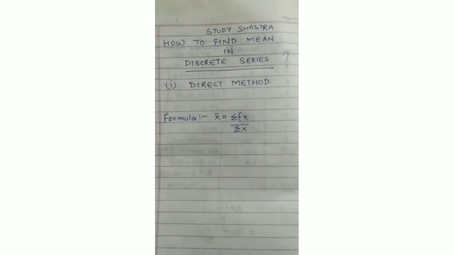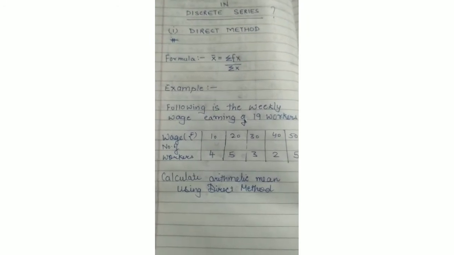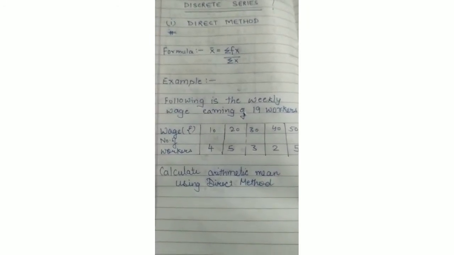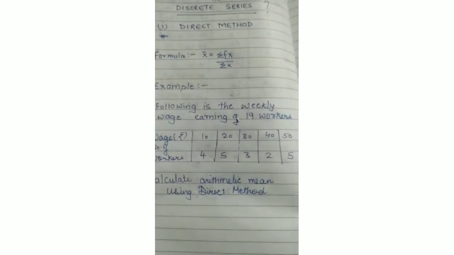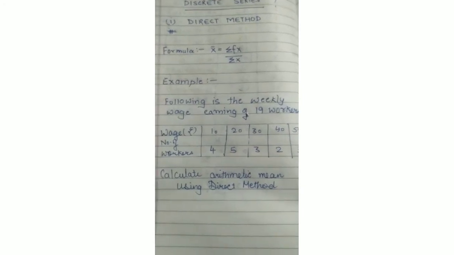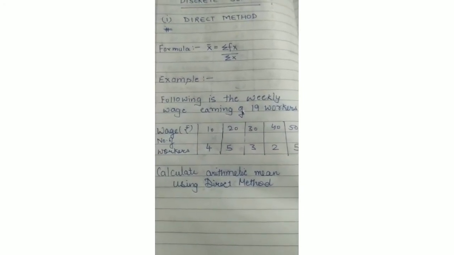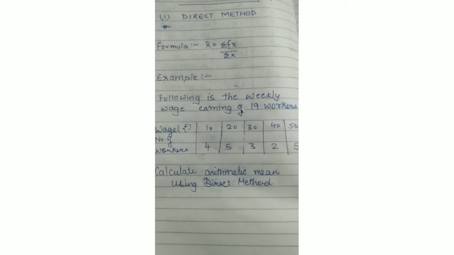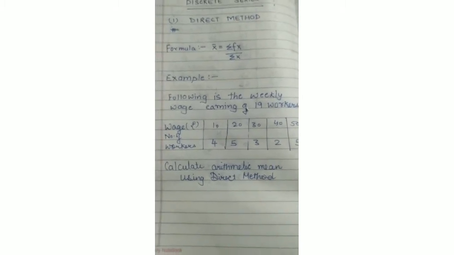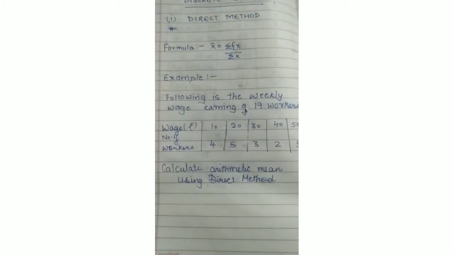So let's begin. We have our example here, that is, following is the weekly wage earning of 19 workers. We have the given information, that is wages of the workers and number of workers. We have to calculate the arithmetic mean using direct method.